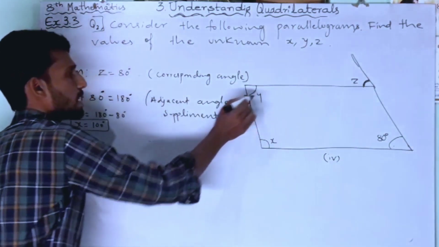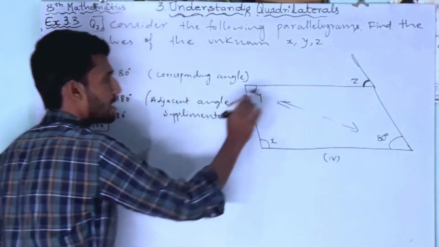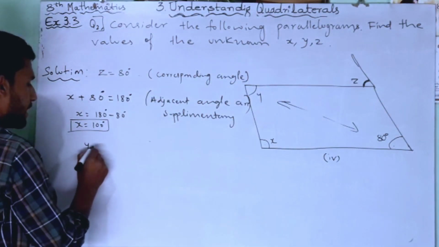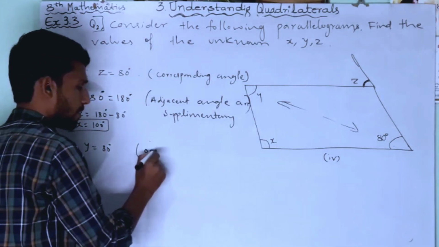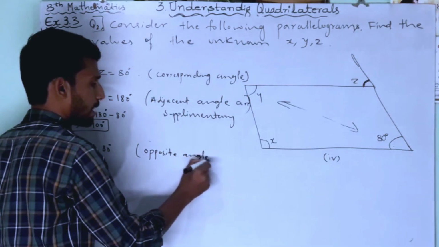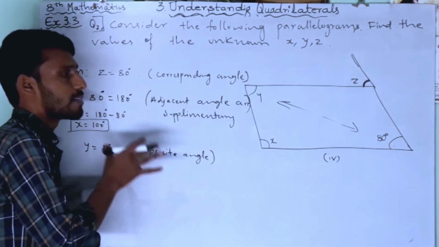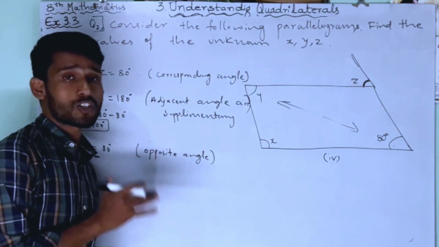Next we have to find out what is Y. Y is the opposite angle, meaning that is also 80 degrees. Opposite angles in a parallelogram are also equal. This is the solution. Okay, so next I am taking the fifth figure in question number 2.